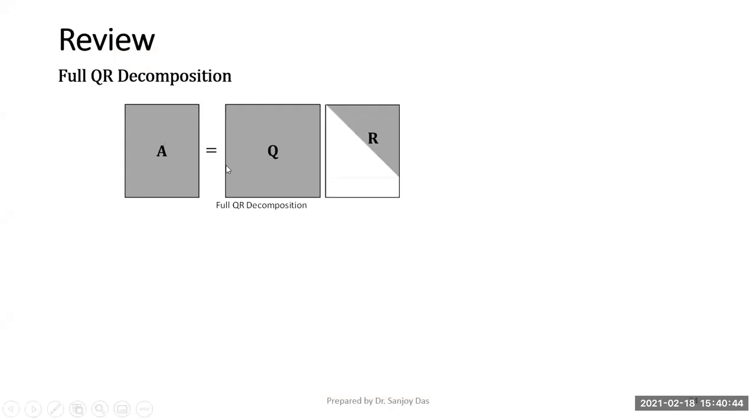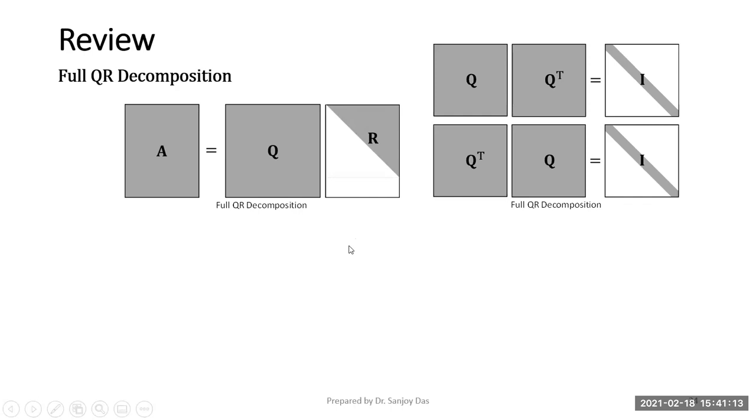Full QR decomposition. Here, Q is a unitary matrix, a square matrix, and this here is an upper triangular matrix with a lower block of all zeros. A is a tall matrix, and R and 0 here combined is also a tall matrix. And here, Q transpose Q equals I, and Q Q transpose is also equal to I. Okay.